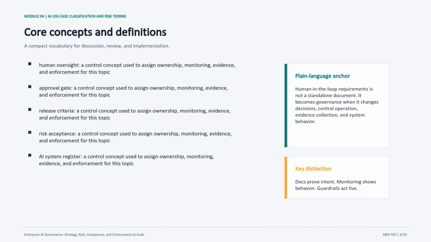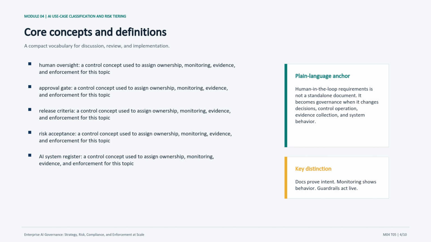Here, I would slow down and make sure the class has shared language. The core concepts for this topic include human oversight, approval gate, release criteria, and risk acceptance. These are not academic terms, they are the vocabulary teams use to make decisions together. The plain language anchor is the most important message on this slide. Human in the loop requirements becomes governance only when it changes decisions, control operation, evidence collection, or system behavior.